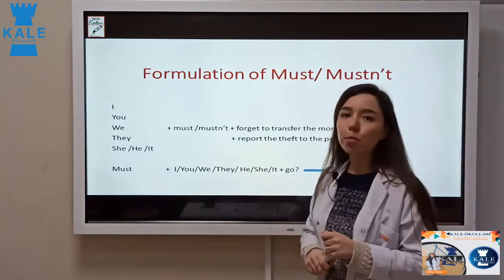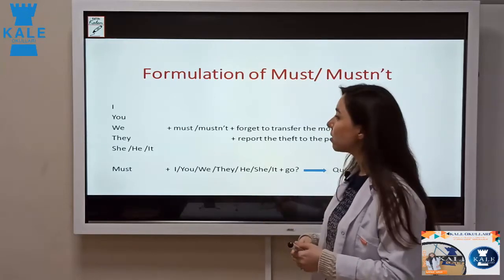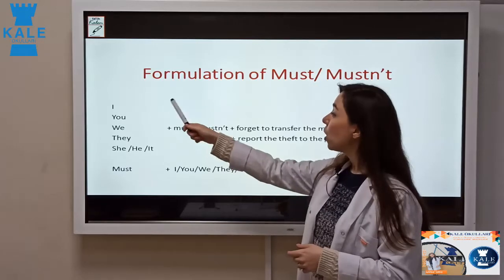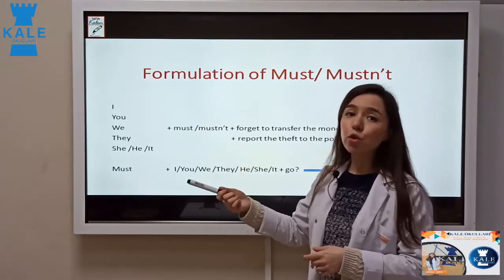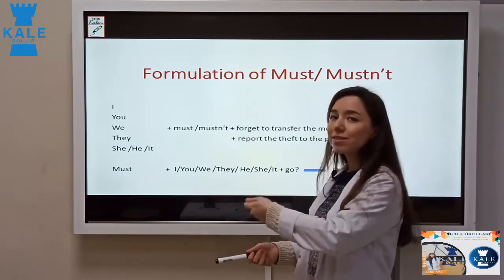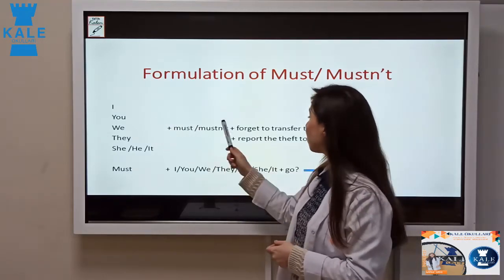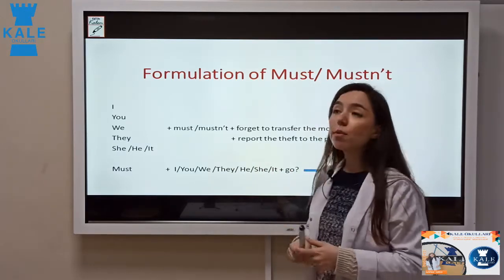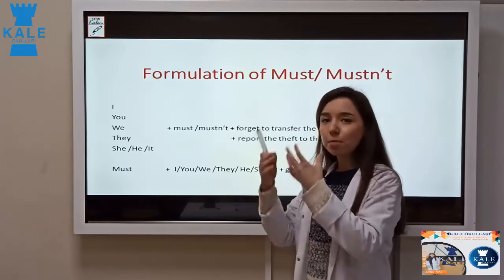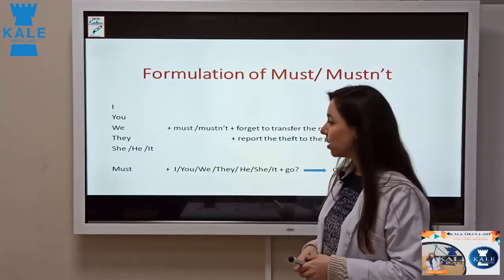Must or negative form mustn't plus the remaining part of our sentences. For example, I must not forget to transfer the money, or I mustn't. My friend needs money now, so I must transfer it. I mustn't forget. Or they mustn't report the theft to the police, or must report. It's up to you, yes? You should understand the paragraph and according to that write must or mustn't here.